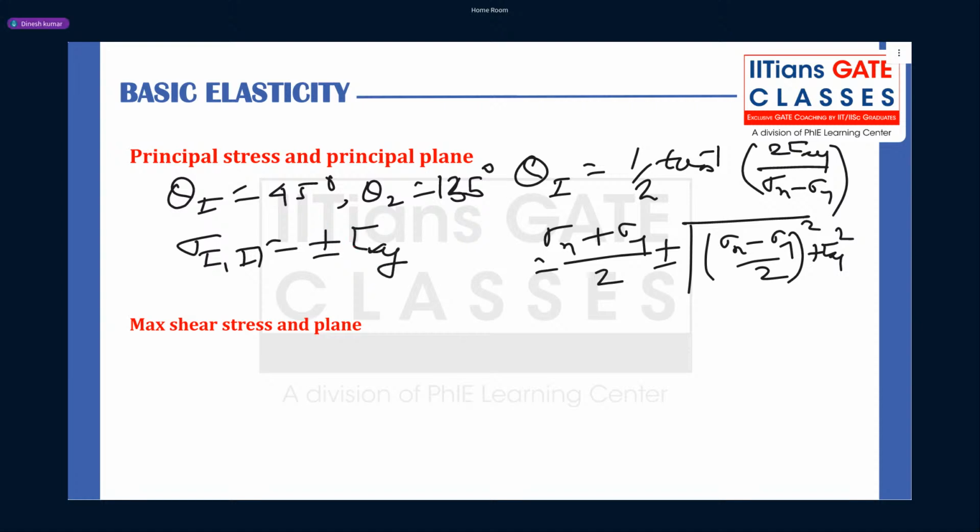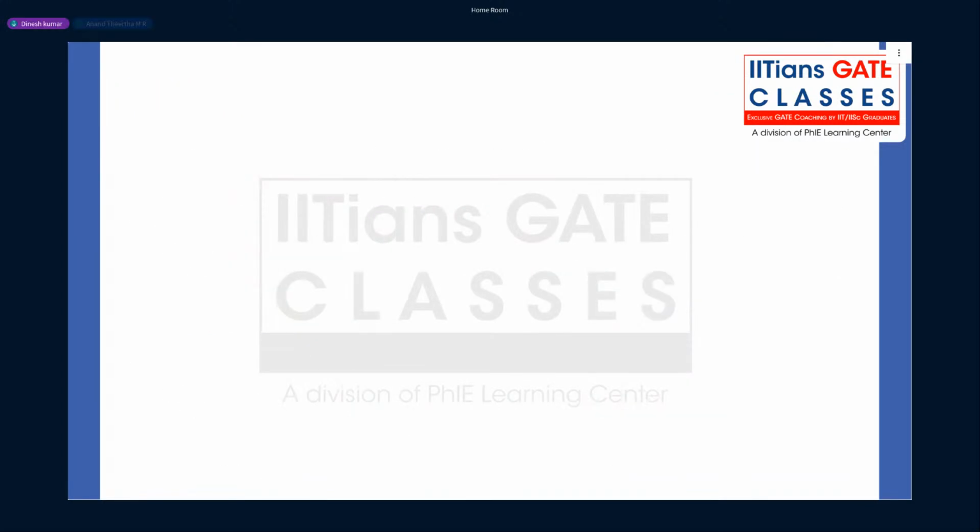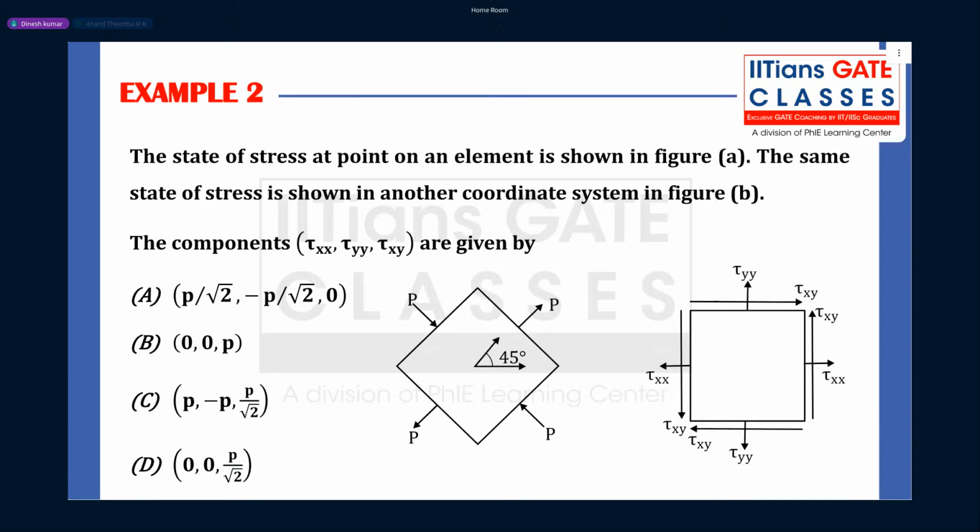Okay? And if you find theta 3, your plane of maximum shear stress, theta 3 will come as 0. So what will be your tau max? In case of pure shear, it will be nothing but tau xy. Okay? Are you guys clear about this? Yes or no? Okay, so now let's see directly the GATE 2024 question.